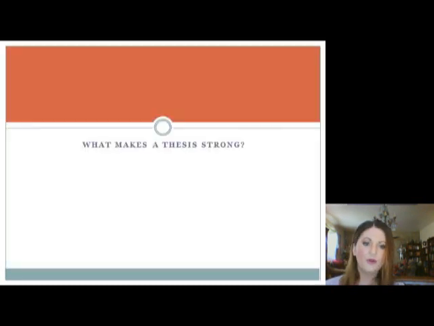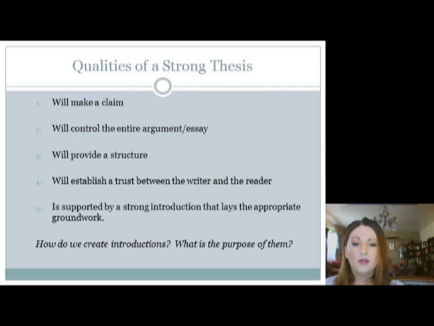A couple more slides I want to go over. We're almost done. What makes a thesis strong? Well, let's talk about that. Here are some qualities that a strong thesis will exhibit. Firstly, it's going to make some type of claim.